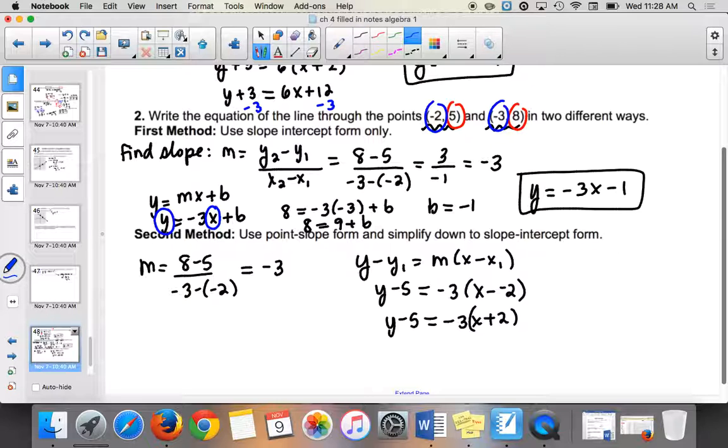Ryan, how about you move? Go to that table. So I'm going to distribute.